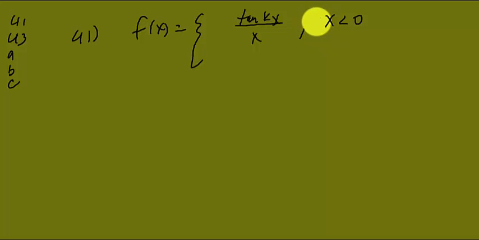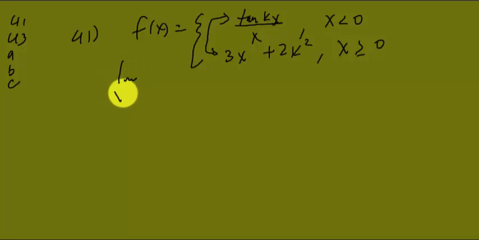41. They want you to find a non-zero value for constant k that makes the function continuous. It's a piecewise function. This is f of x is equal to tan of kx over x, and that's when x is less than 0. And then I have a 3x plus 2k squared when x is greater than or equal to 0. Okay, we want to make it continuous. So to make it continuous, the y value here and here have to be the same, but I can't plug it in, so I have to take a limit.